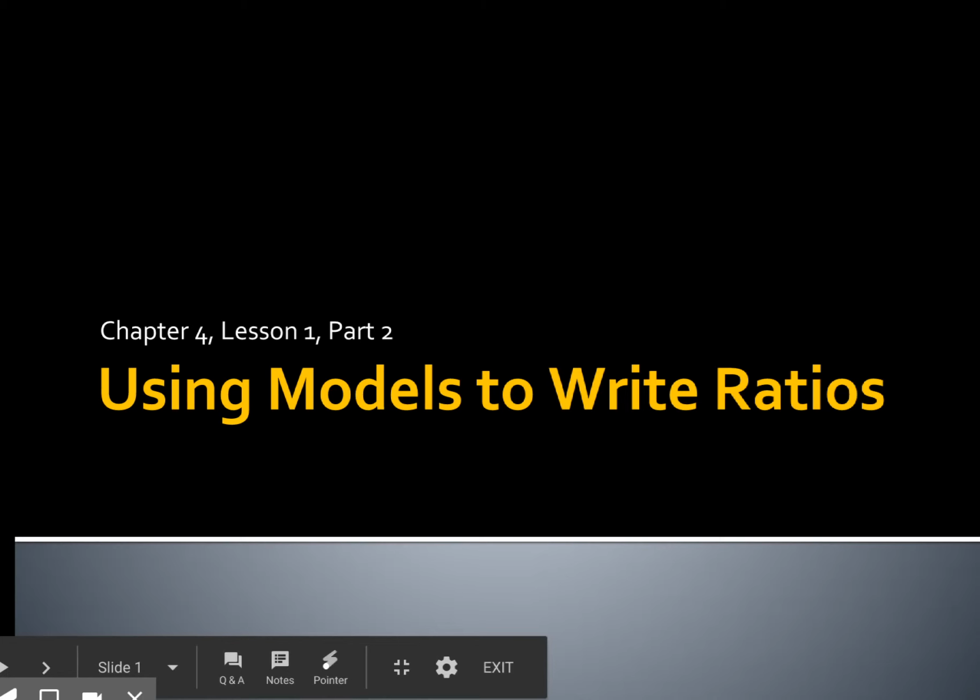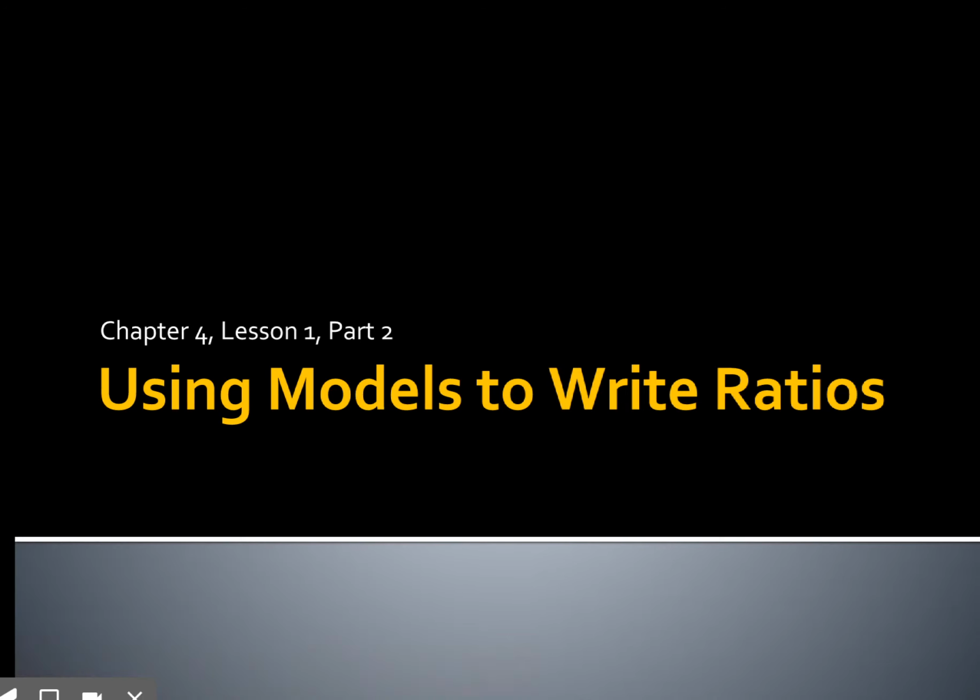Chapter 4, Lesson 1, Part 2, Using Models to Write Ratios. Again, remember, with ratios, order is very, very important. And whether you're given a picture or a bar model, we should be able to write ratios as long as we're talking about the same type of unit. So we can only compare two measurements of length or two measurements of weight, we could not compare length to weight.